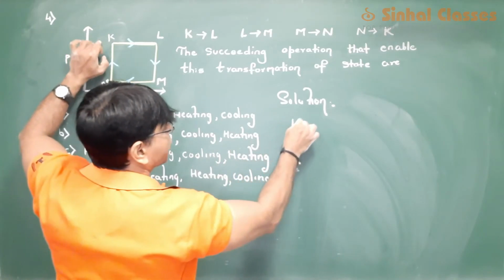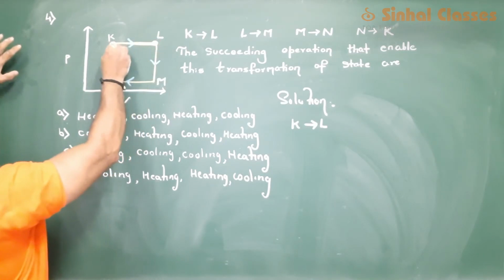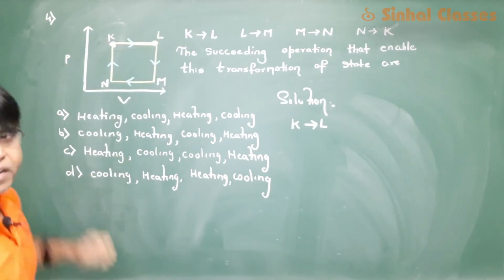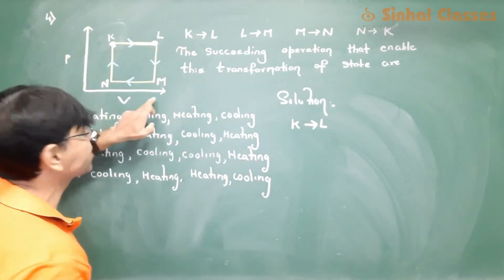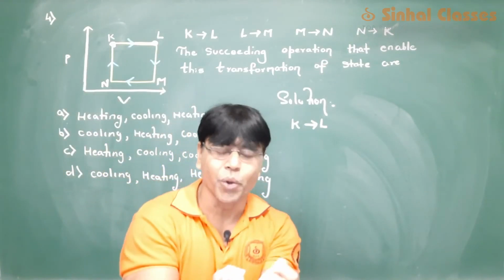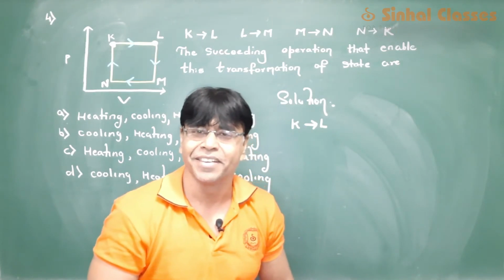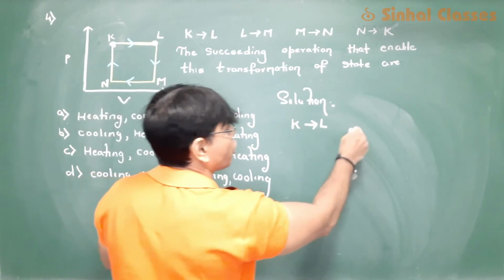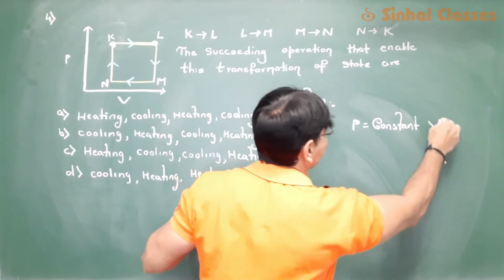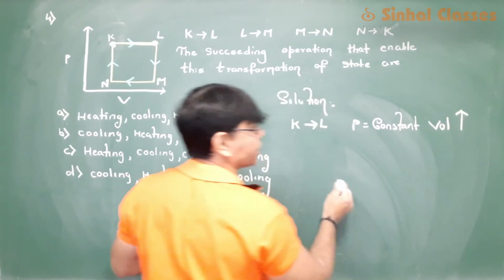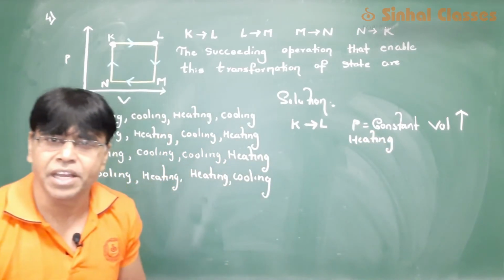First we'll talk about K to L. Now look at this graph, K to L. The pressure is constant. From K to L the pressure is constant, but the volume is increasing. If you want to increase the volume, what you need to do? Definitely you need to heat it. You need to heat it because from K to L the pressure is constant and volume is increasing. So you require heating.